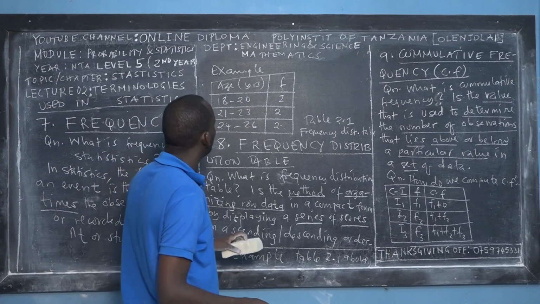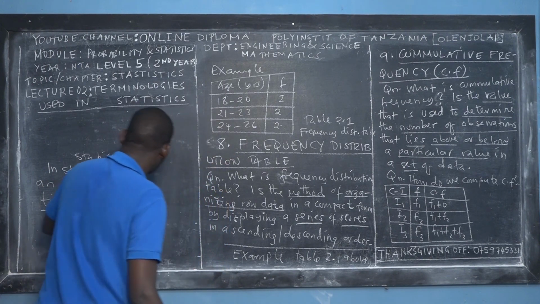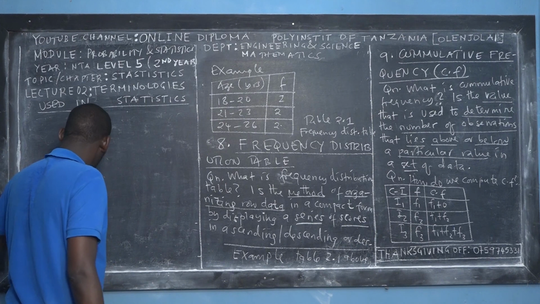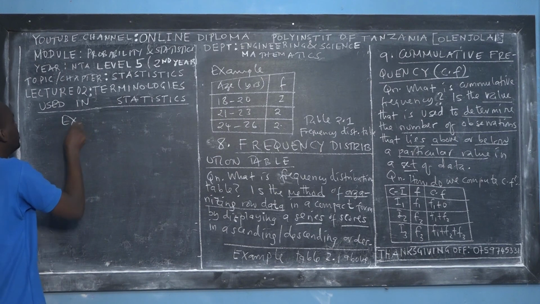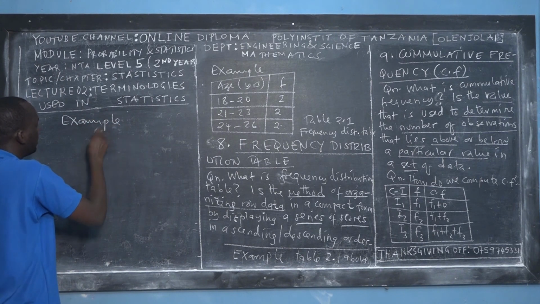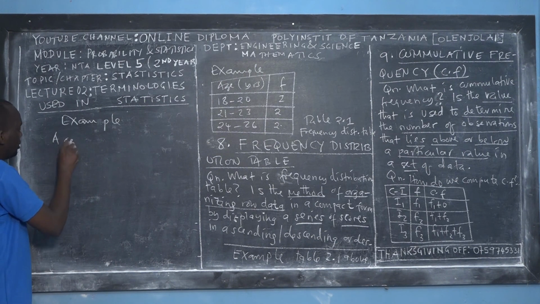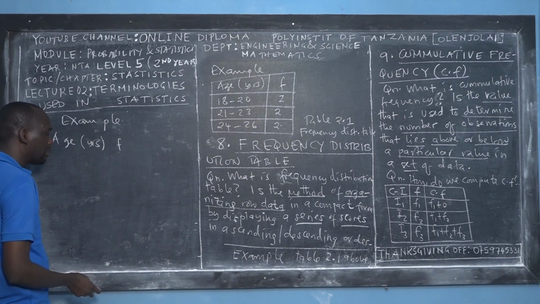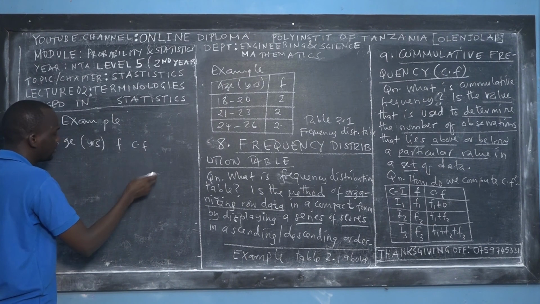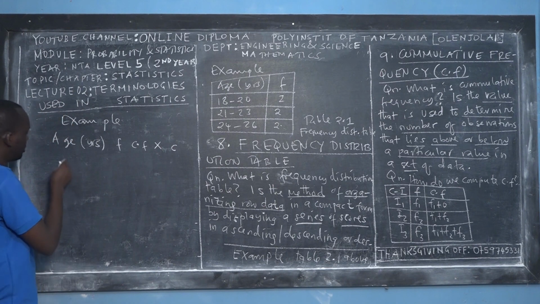So for instance, let us use this simple example. Then I'll give you homework. Example of cumulative frequency: consider that you have the age in years, then the frequency, then the cumulative frequency. Possibly you can even have the class mark and the class size, so all those data are relevant.